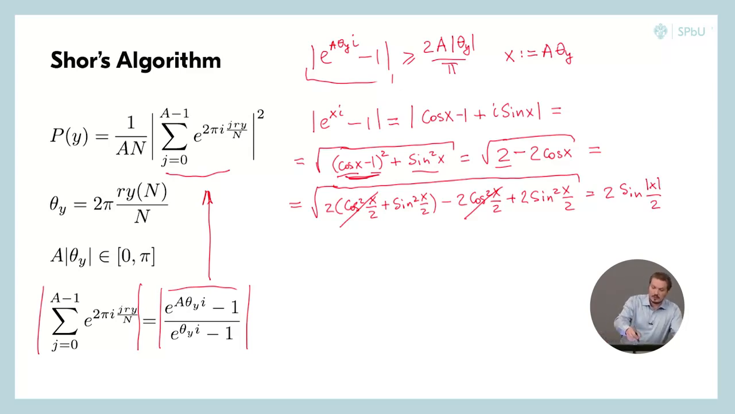So this inequality here we can rewrite now as 2 sine of a absolute value theta y divided by 2 is greater or equal to a theta y divided by pi. And we can now remove these 2's.